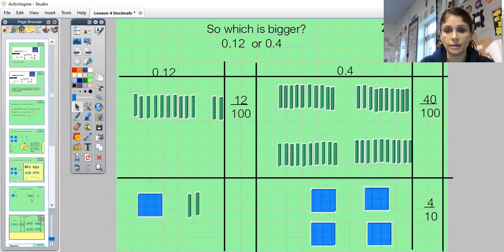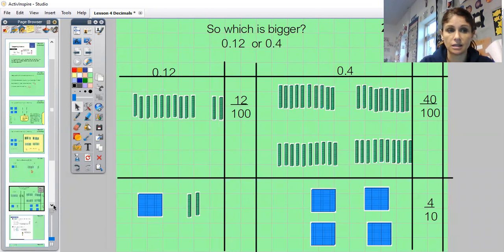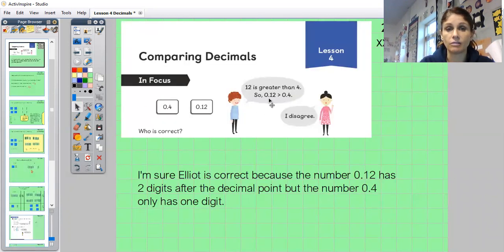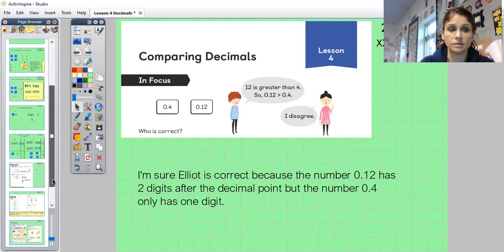I've also shown you it with our tenths and our hundredths. Here we can see we need 4 of our tenths to make 4 tenths, and we need 1 tenth and 2 hundredths to make 12 hundredths. Okay, so in answer to our question then, the greater number is 0.4 because it has 4 tenths and 0.12 has only got 1 tenth in it. So there's your answer. That's what you needed to get towards.